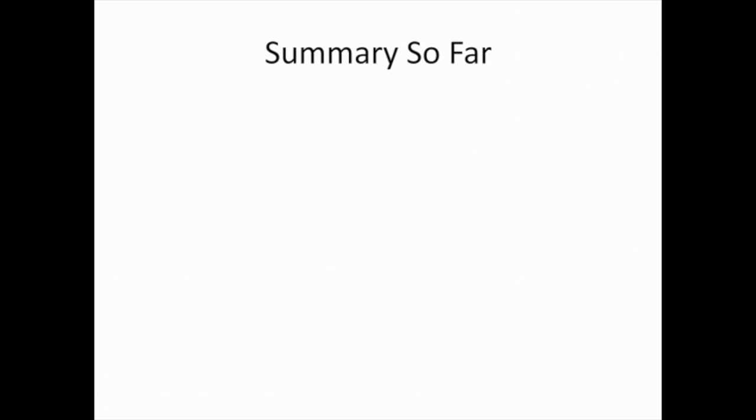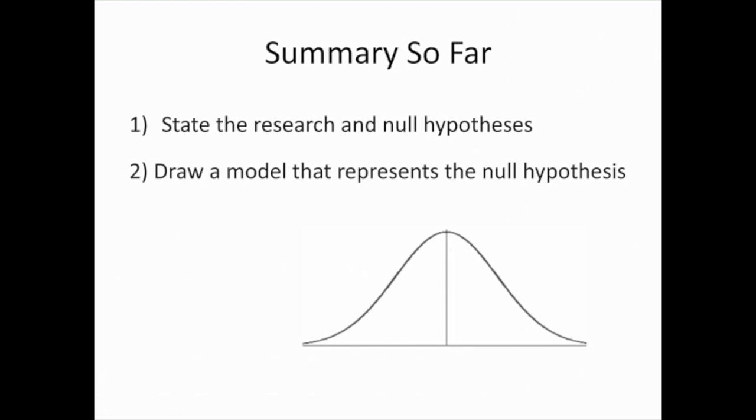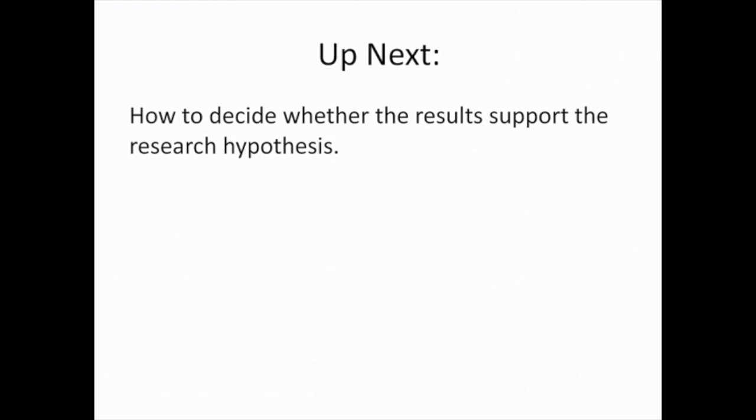To summarize, the first two steps in hypothesis testing are to first state the research and null hypotheses, and then draw a model of the null hypothesis, that is, a representation of all the possible results when the null hypothesis is true. The next video in this series focuses on how the researcher decides to reject the null hypothesis.